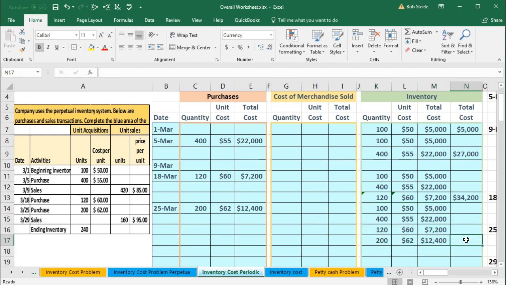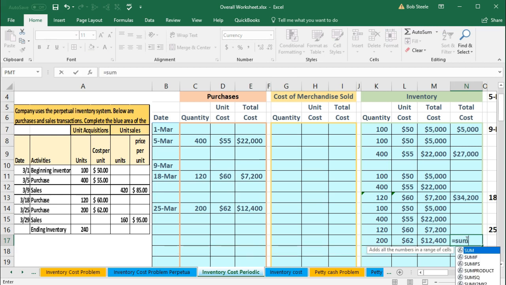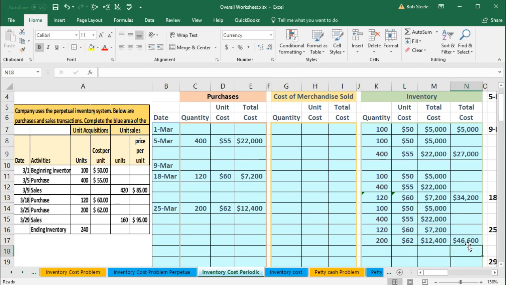So we're going to then sum these up. We're going to say equals SUM, and just double click the sum function, and then we're going to highlight from that 5,000 down to the 12,400. You can move this out of the way if it's in the way too. And then enter. Okay, so there we have that for 46,600.